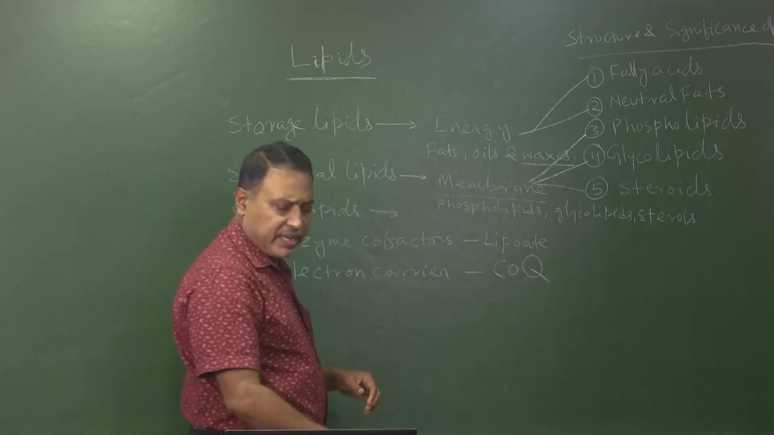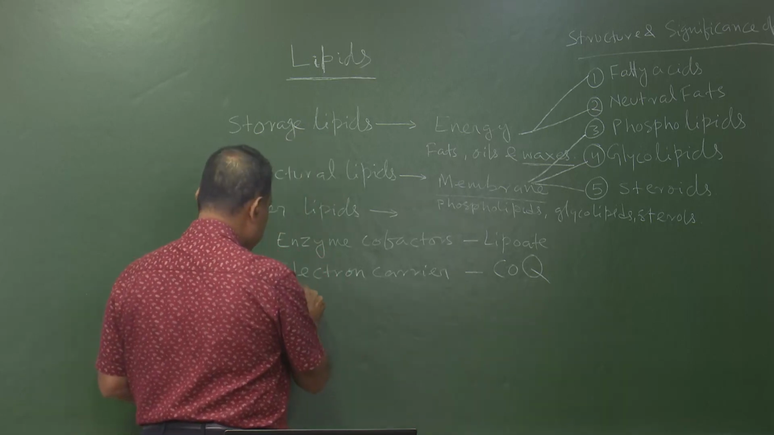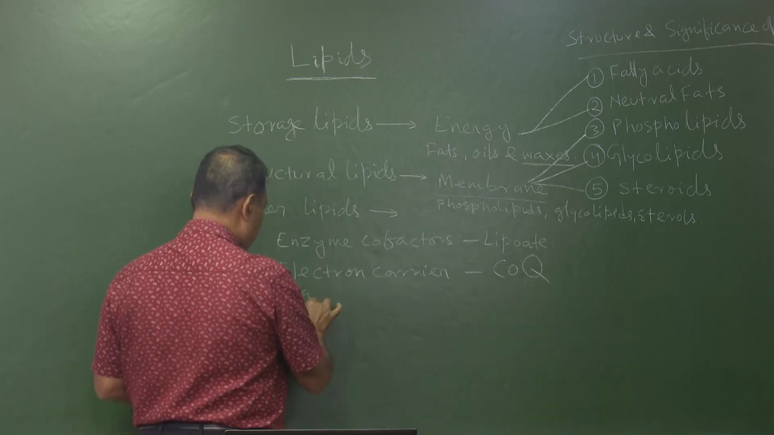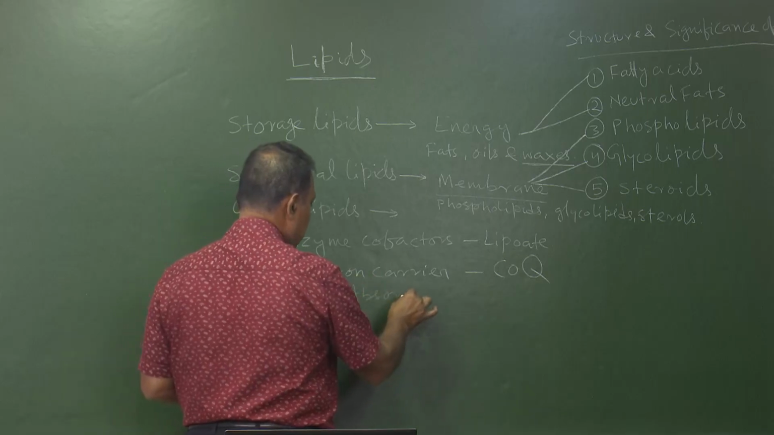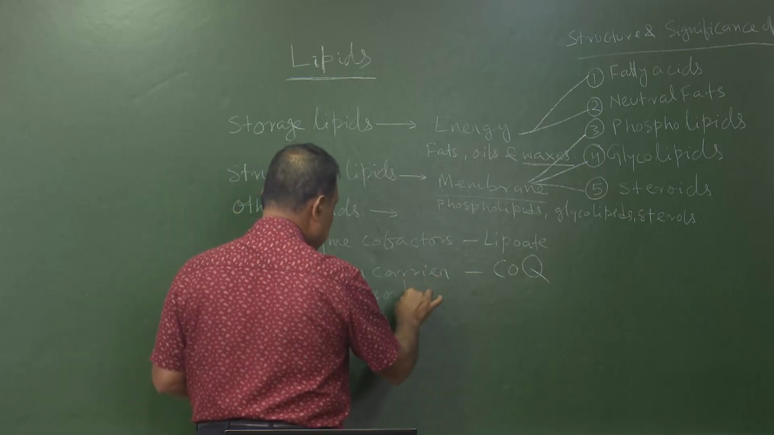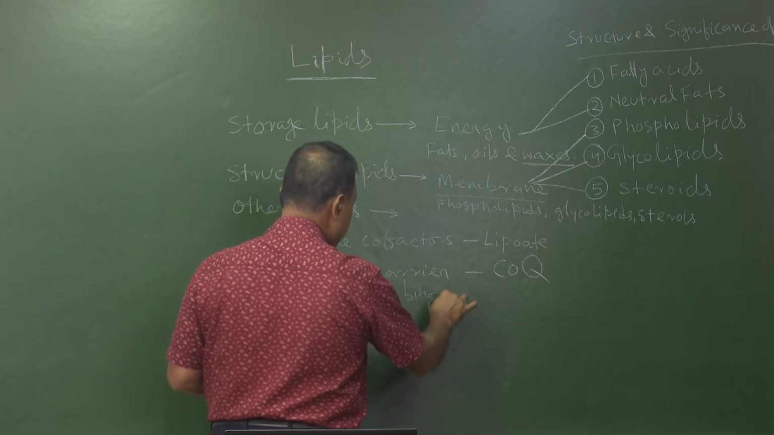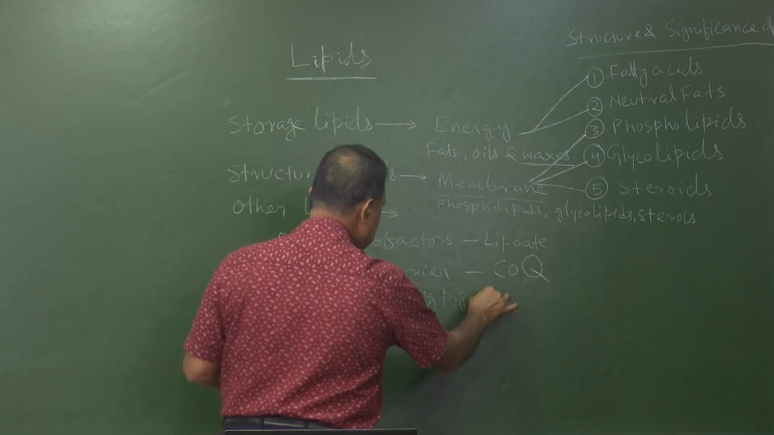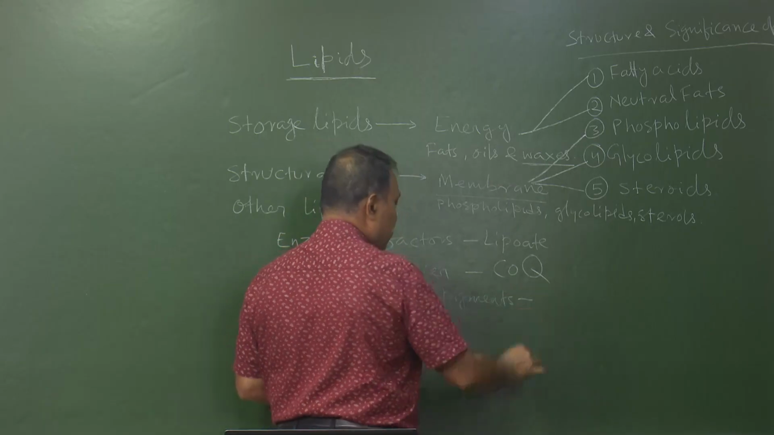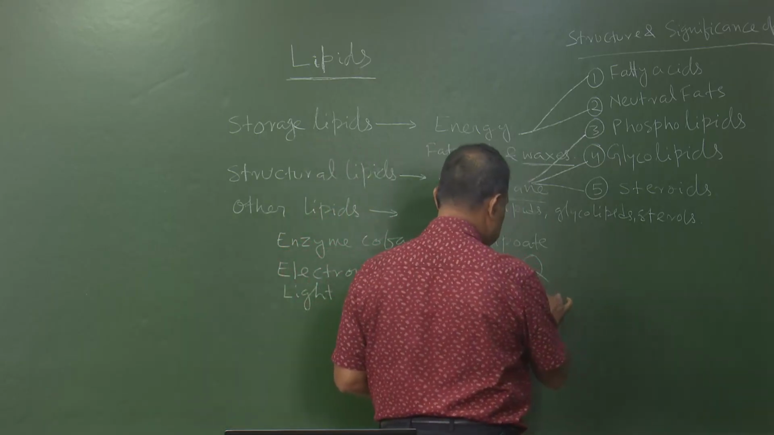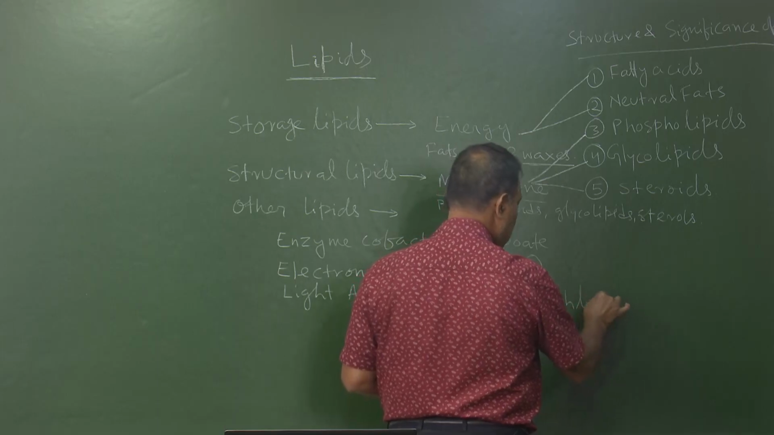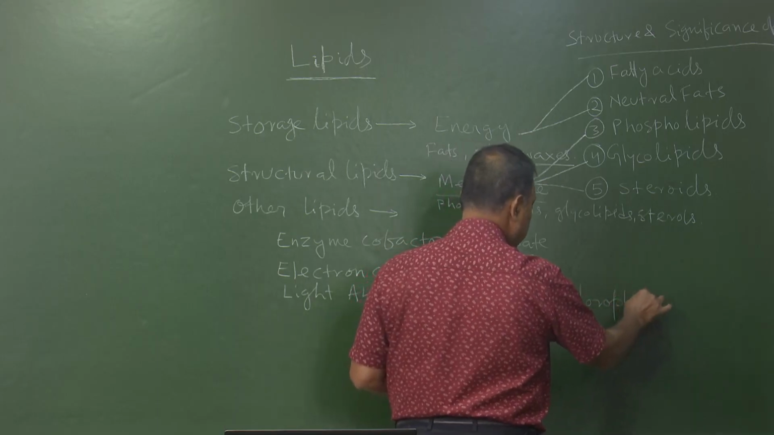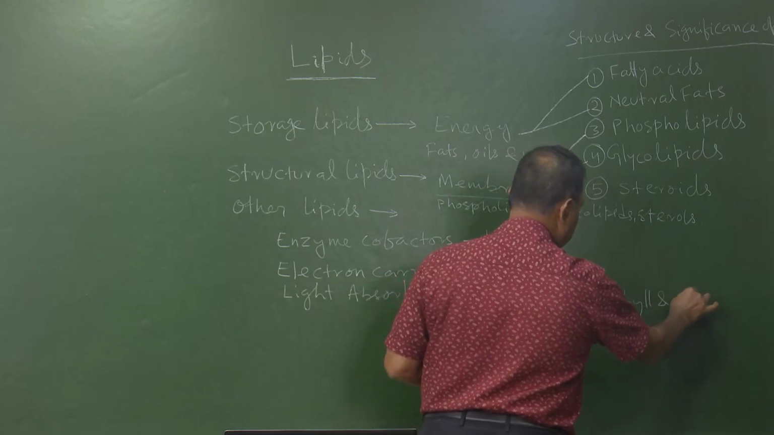Then we will find that light absorbing pigments also come under lipids. The light absorbing pigments found in the chloroplast are chlorophyll and carotenoids.